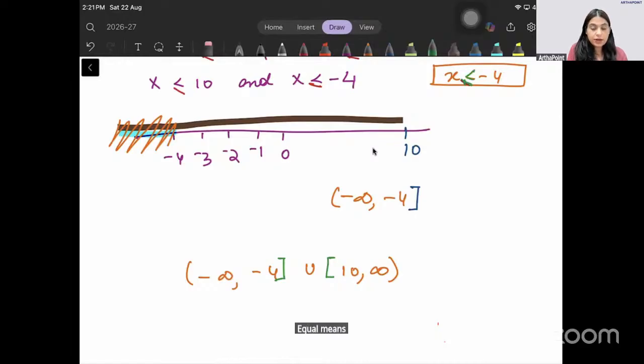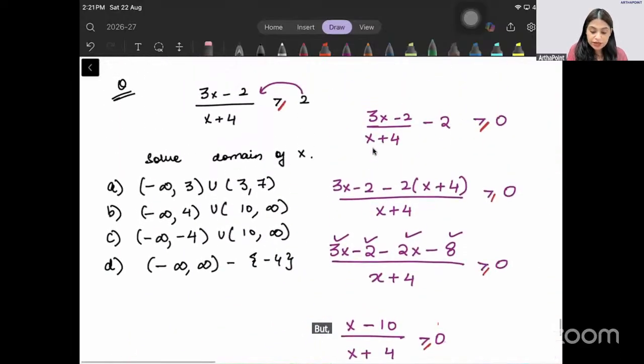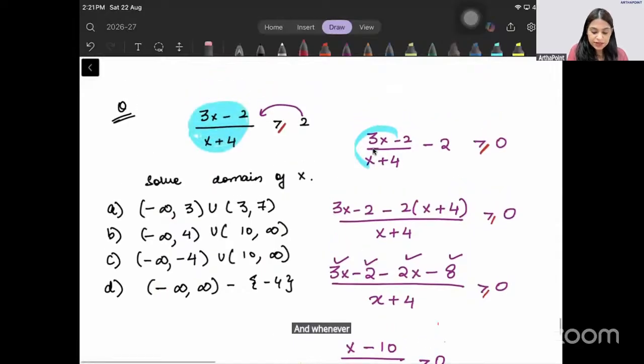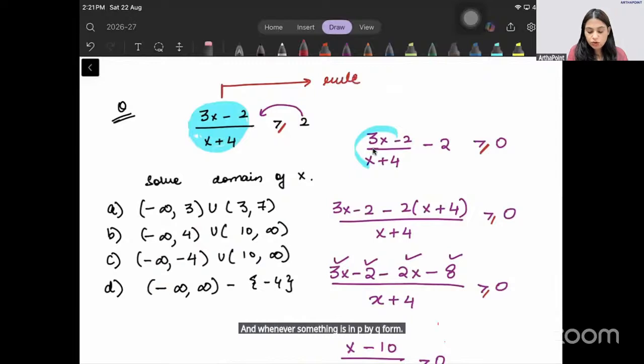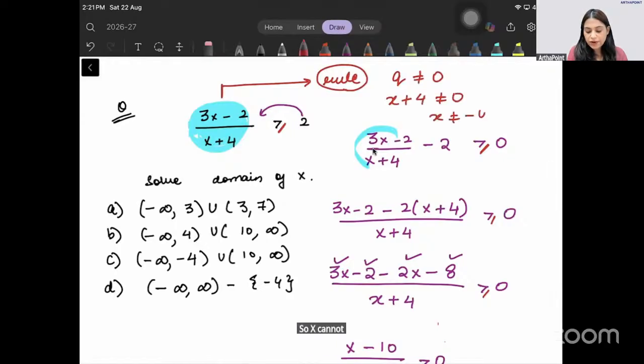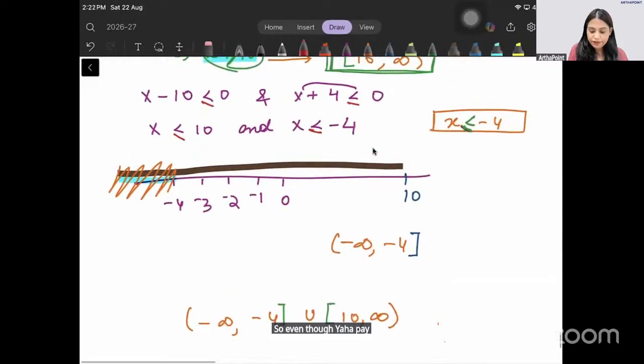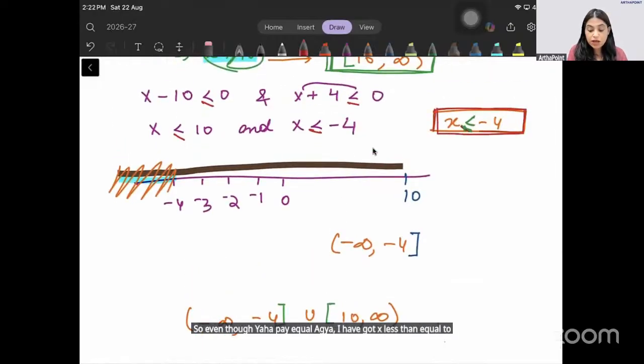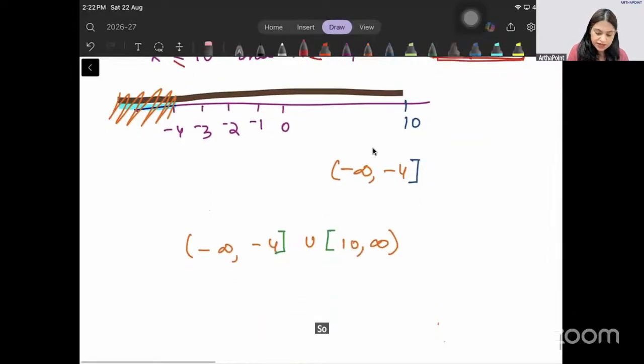Equal means closed bracket. But very important, this was in P by Q form. And whenever something is in P by Q form, our rule says that Q cannot be equal to 0. So x plus 4 cannot be equal to 0, so x cannot be equal to minus 4. So even though equal has come here, I have x less than equal to minus 4, but x cannot be minus 4. Denominator cannot be 0. So that means this will still not be equal.